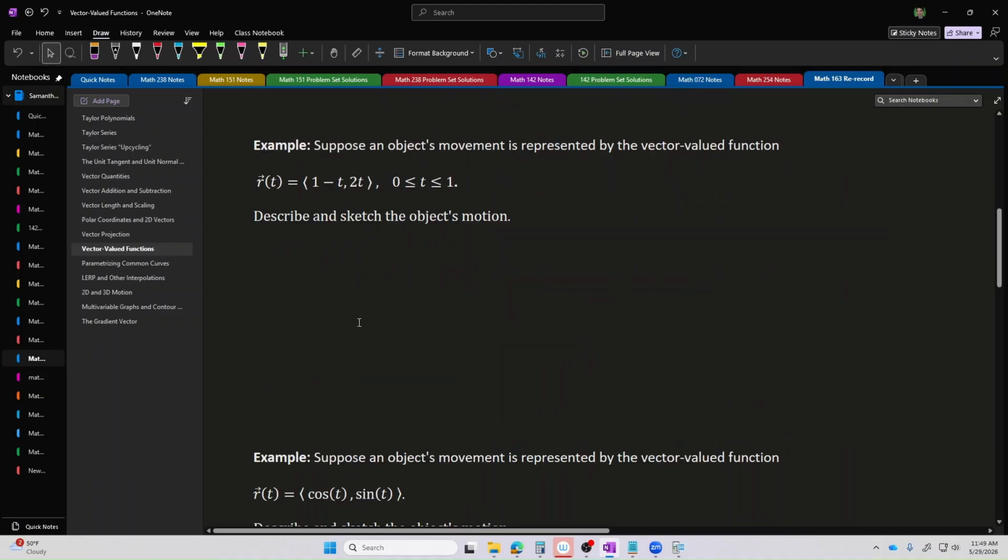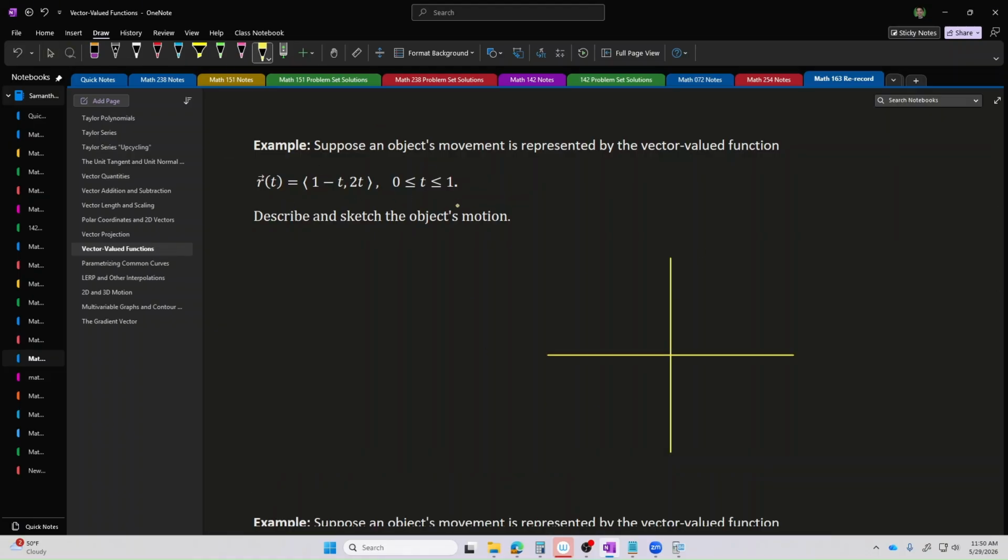Someone says, I have an object which is moving through two-dimensional space. The position of this moving object will be indicated by this vector-valued function. At any given moment in time t, this vector is going to point to the object's location in two-dimensional space. So let's try and describe and sketch and understand how the object is moving based upon this formula.